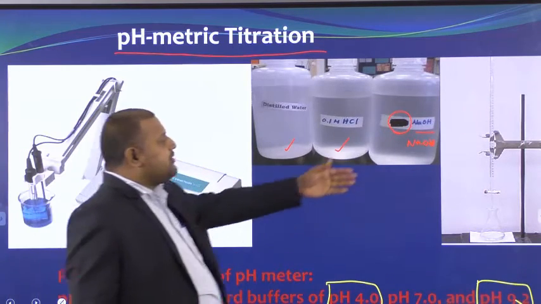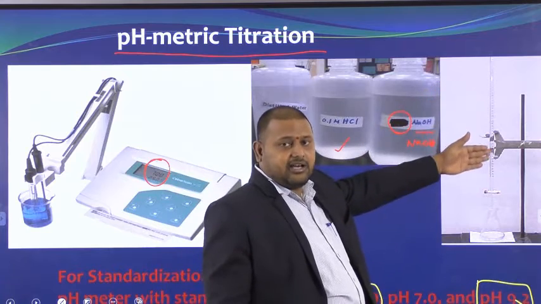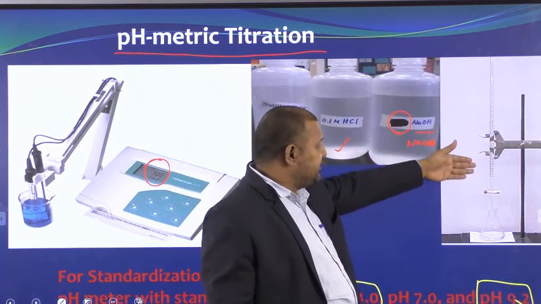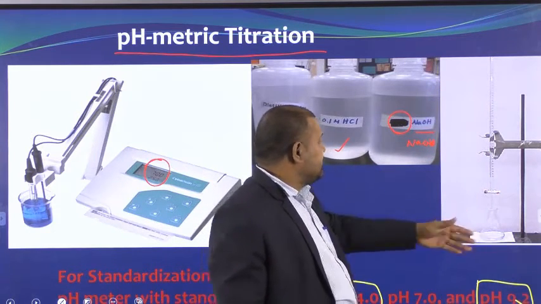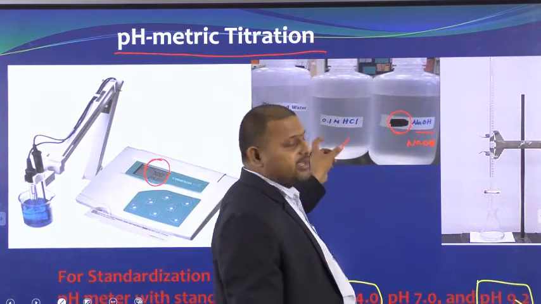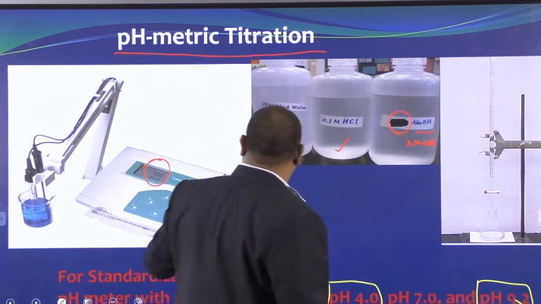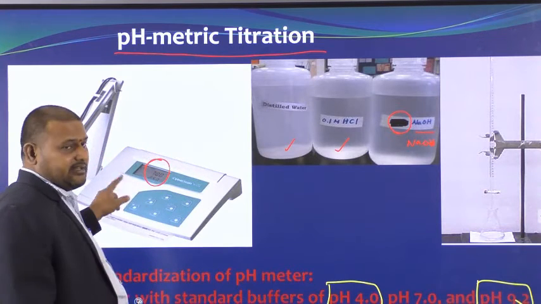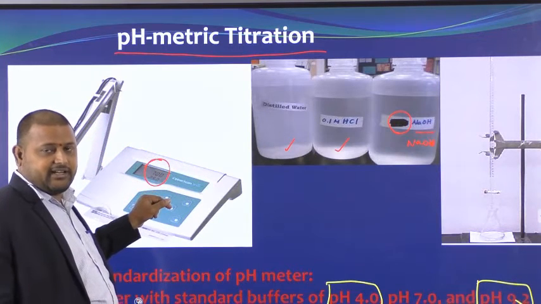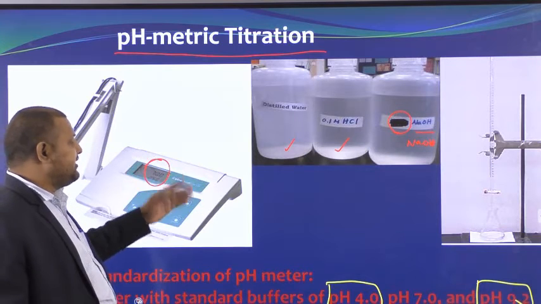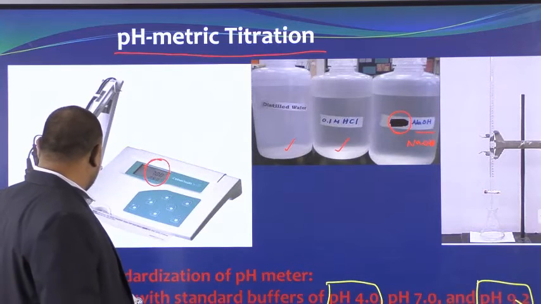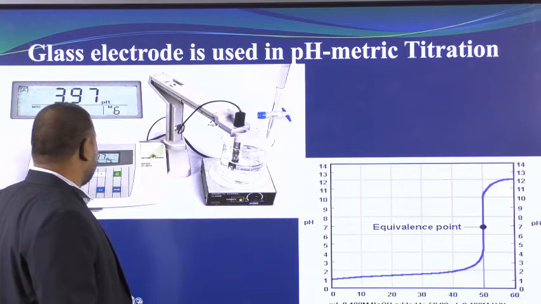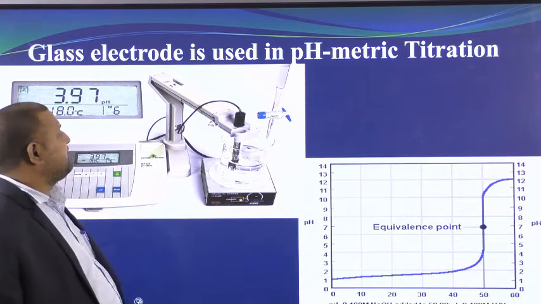In the burette we will take the NaOH solution, and in the conical flask we will take 20 ml of HCl solution, and we will dip the electrode in the solution like this, and it will be continuously stirred for getting a uniform pH. The pH can then be easily measured. So this is how we use the pH meter for pH metric titration.